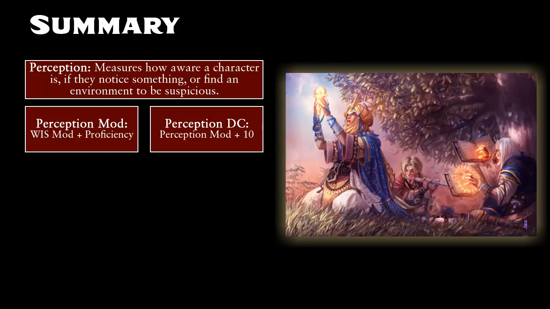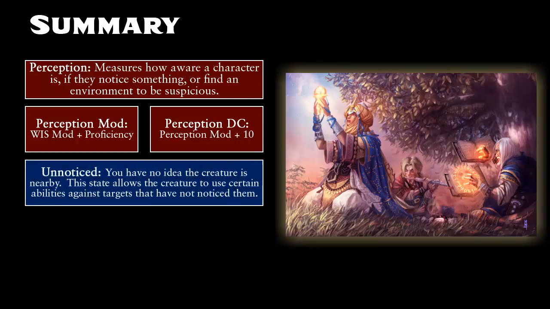Creatures perceive each other according to 4 states of awareness. The first state is called Unnoticed, and it applies to any creature you have absolutely no idea is present. You cannot interact directly with an unnoticed creature, but having the unnoticed condition may allow that creature to use certain abilities that function only when the user is unnoticed by their target.